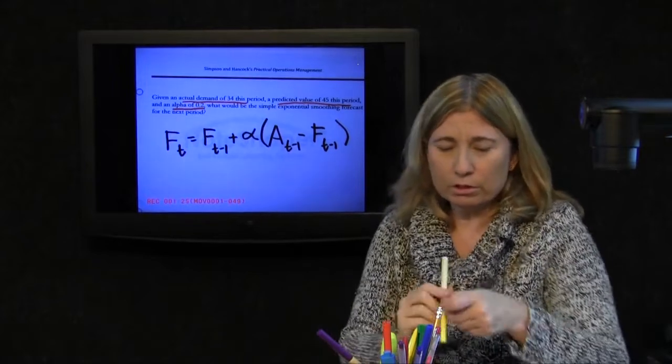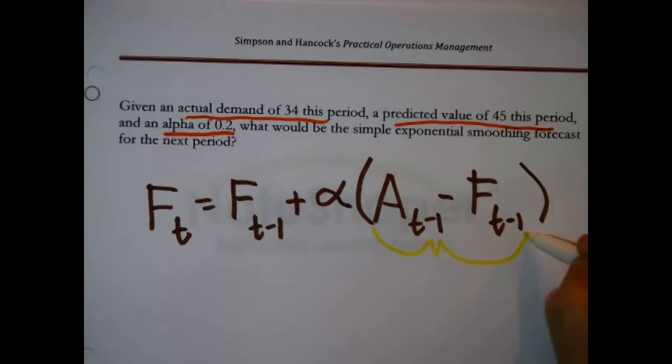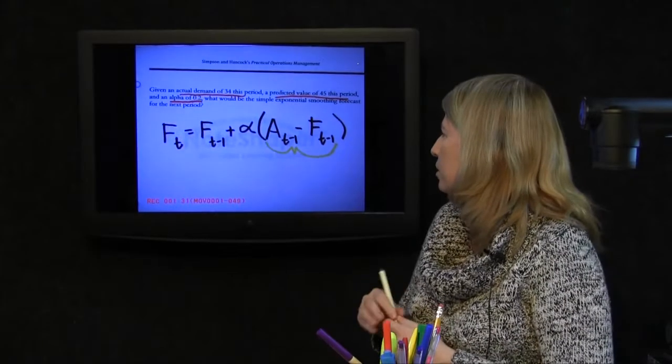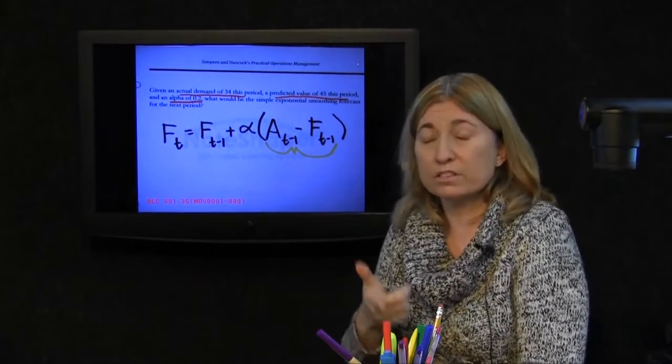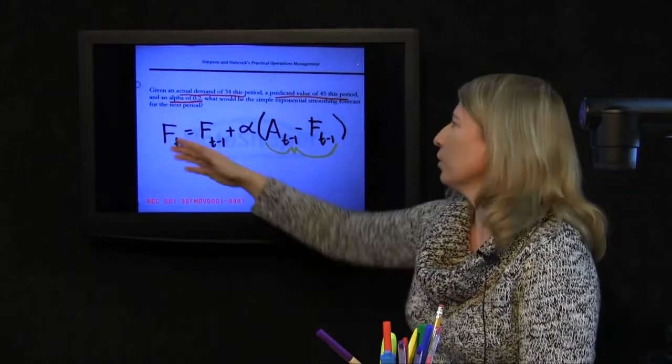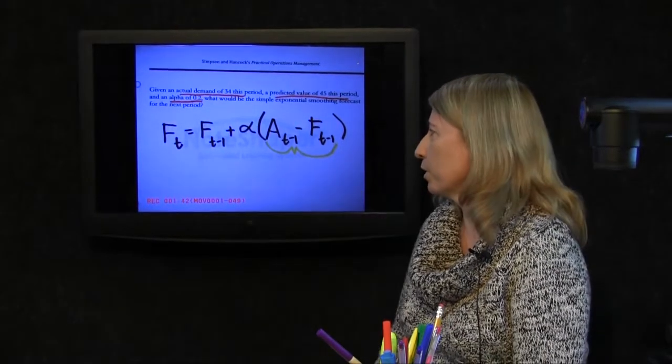Actually, if you look at it, that right there has meaning all by itself, because that is the actual of last period minus the forecast from last period. That's the error. That's the error in last period. Okay, well, it did not ask what was the error in last period. It asked what would be our forecast for the next period.